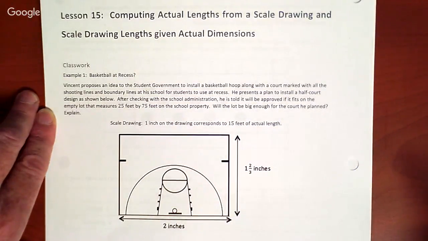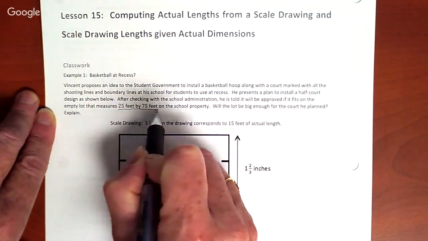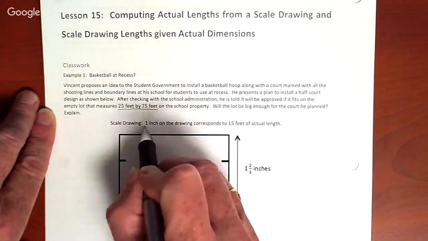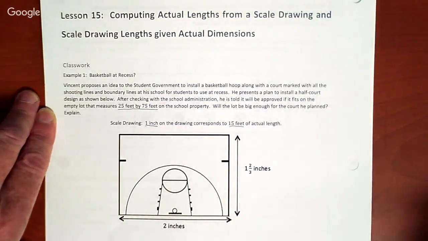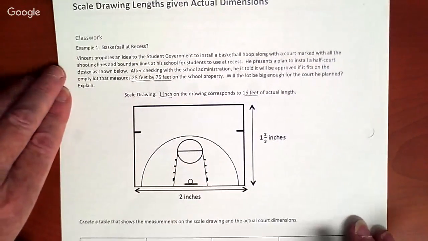After checking with the school administration, he is told it will be approved if it fits on an empty lot that measures 25 feet by 75 feet on the school property. Will the lot be big enough for the court he planned? Well, the scale drawing, as we said before, was 1 inch to 15 feet of actual length. We can use this to find our dimensions to see if it'll fit.